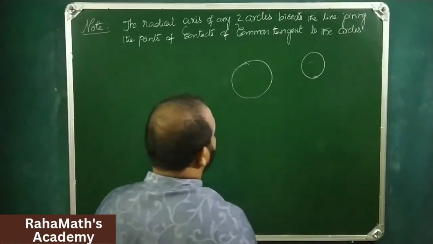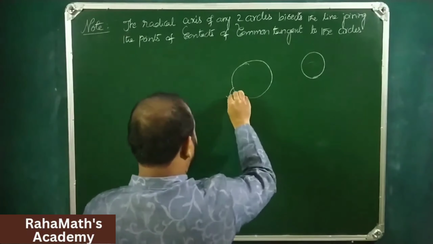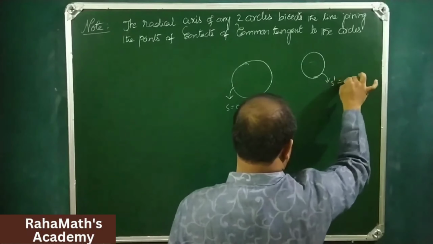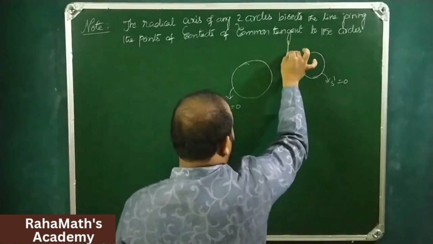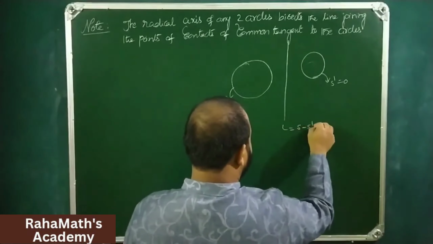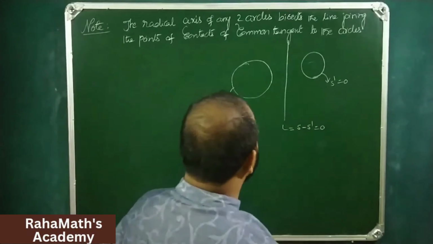Okay, so this is S equals 0 and this is S' equals 0. This is the radical axis of both of them. So what is this? L equals S minus S' equals 0.